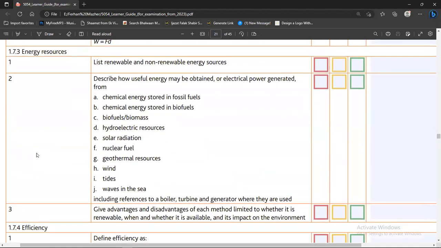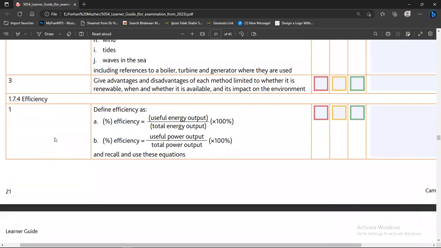List renewable and non-renewable energy sources. Describe how useful energy may be obtained or electric power generated from the chemical energy stored in fossil fuels, chemical energy stored in biofuels and biomass, hydroelectric resources, solar radiation, nuclear fuel, geothermal resources, wind, tides, waves in the sea, including reference to a boiler, turbine, and generator where they are used. You should be able to give advantages and disadvantages of each method, limited to whether it is renewable, when and whether it is available, and its impact on the environment.